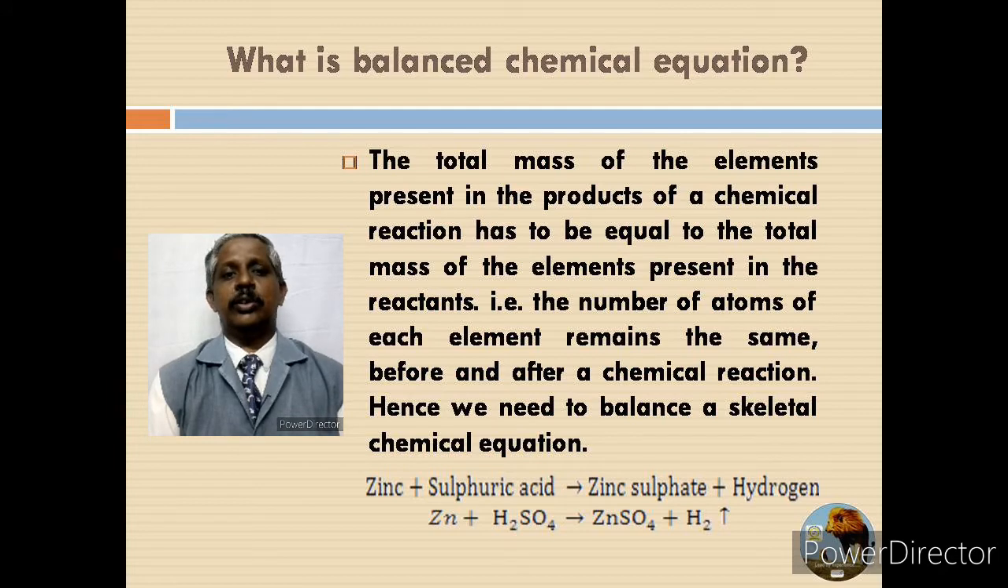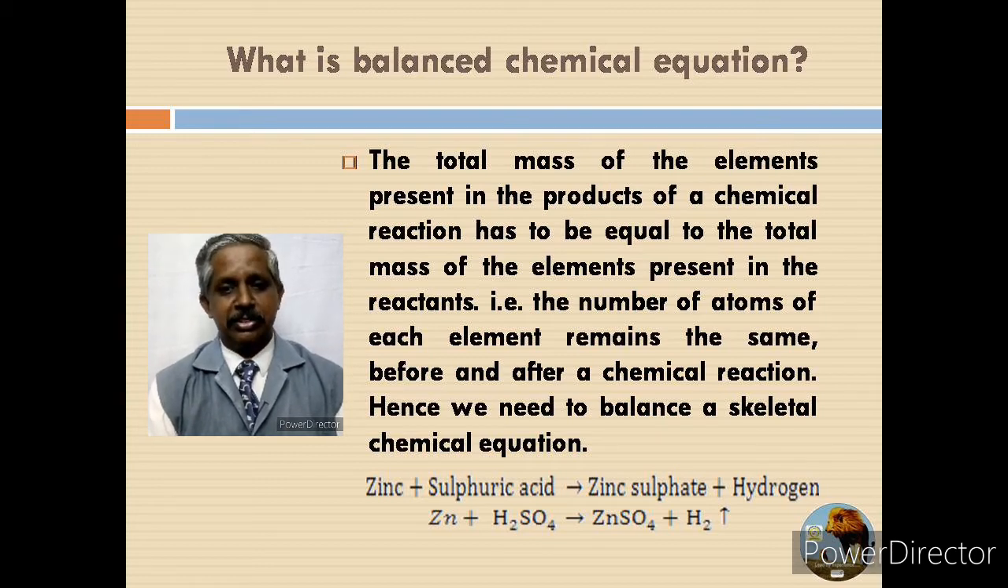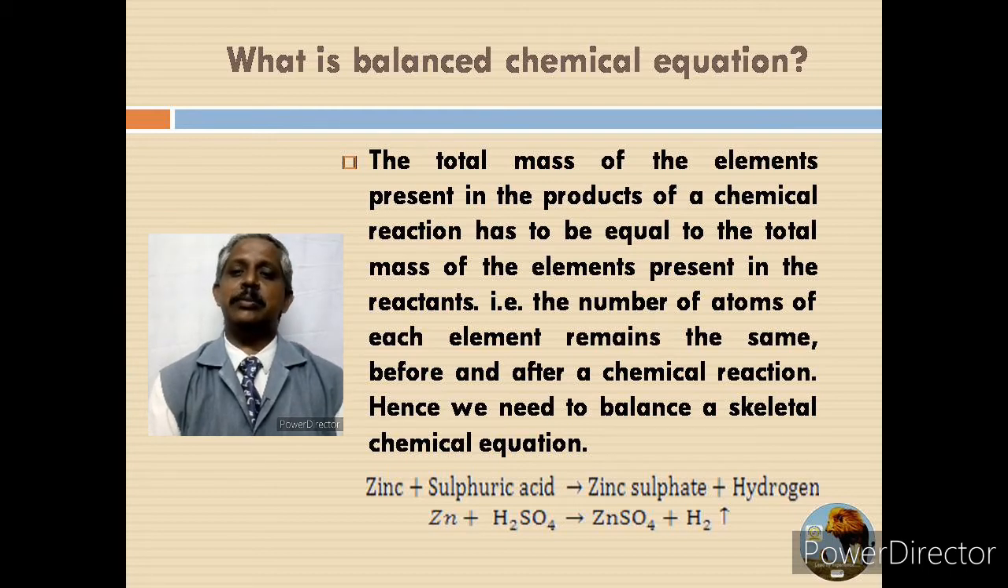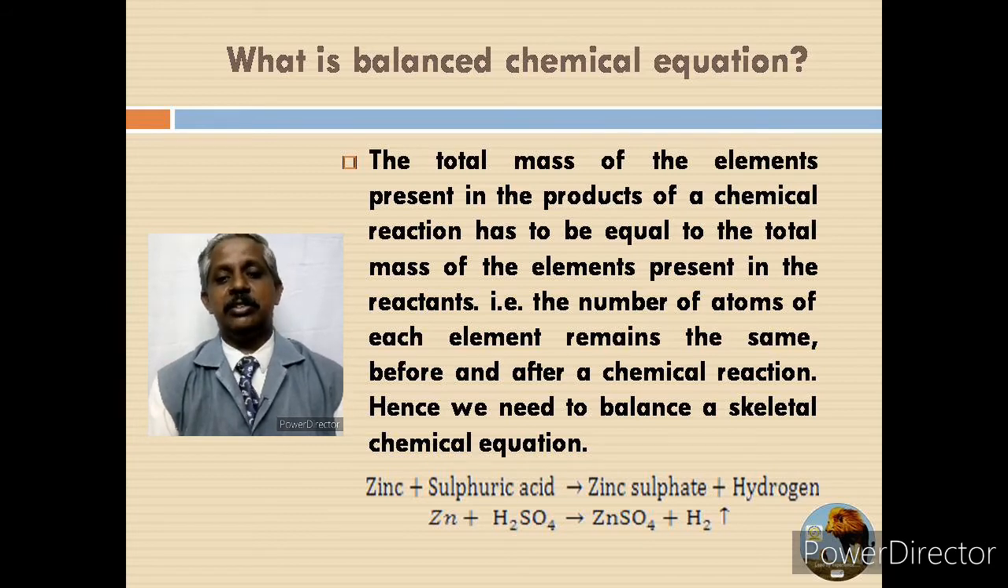Then, what is a balanced chemical equation? The total mass of the elements present in the products of a chemical reaction has to be equal to the total mass of the elements present in the reactants. That is, the number of atoms of each element remains the same before and after a chemical reaction. Hence, we need to balance the skeletal chemical equation.